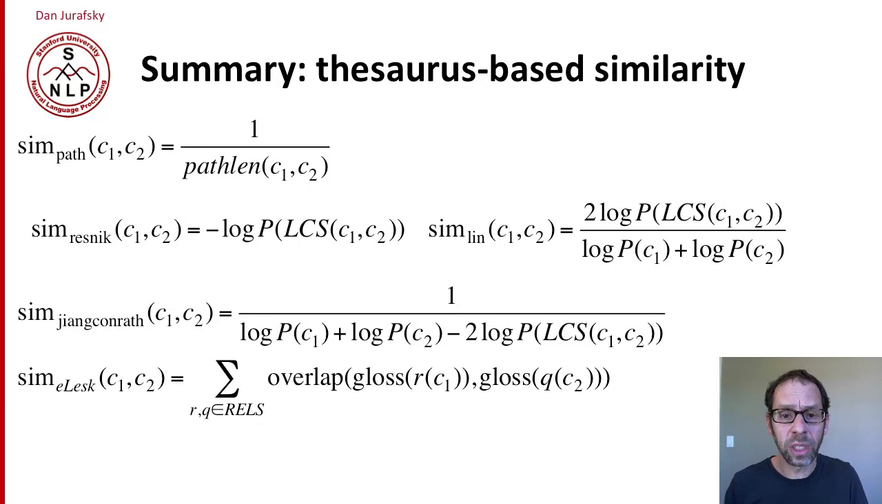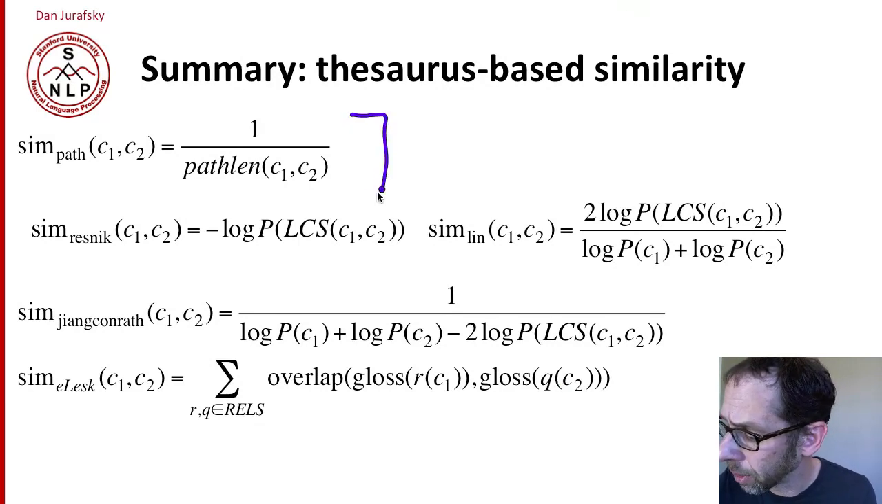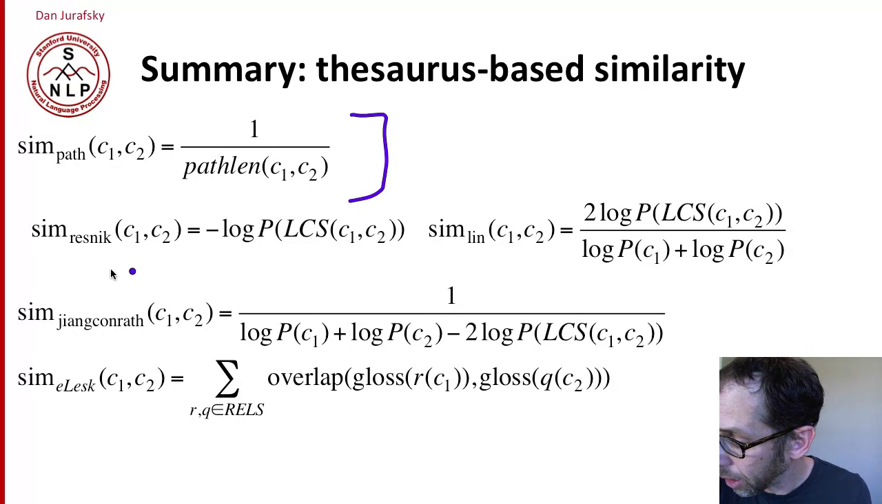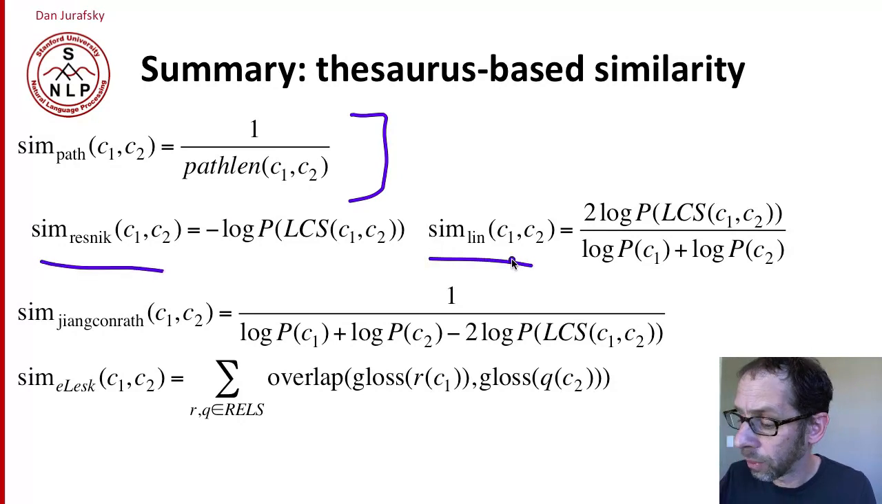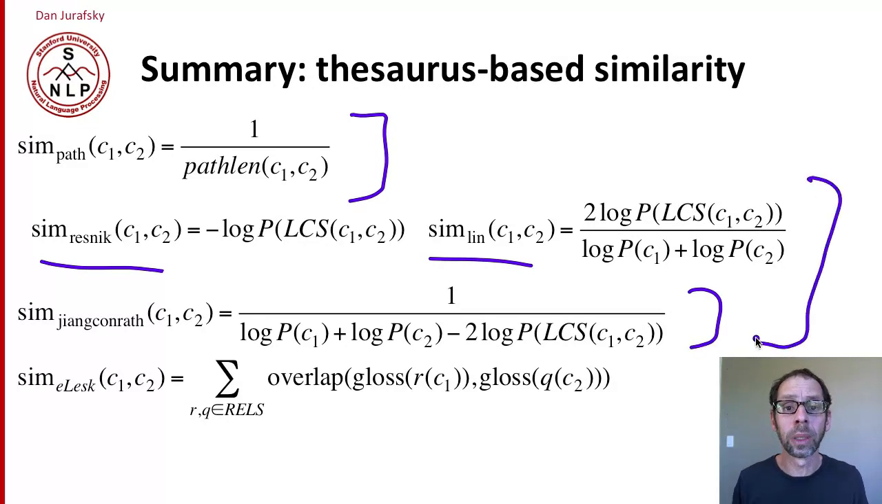So in summary, we've seen 3 classes of thesaurus-based similarity. Path length similarity, where two words are similar if there's a short path between them in the hierarchy. Information theoretic similarity, we've seen 2 methods, Resnick and Lin, and there's a third one called Jiang-Conrath. So these are the information theoretic similarity, where we're looking at the least common subsumer of a node, measuring its probability, turning that into an information measure.